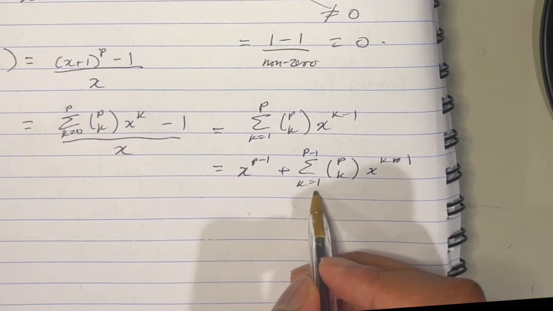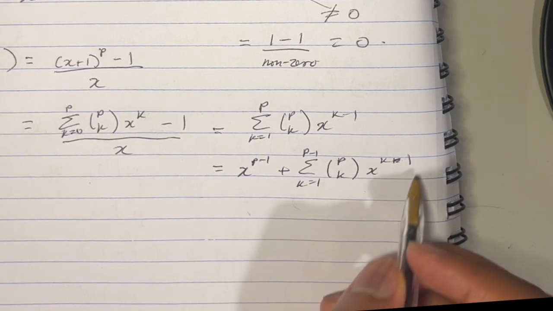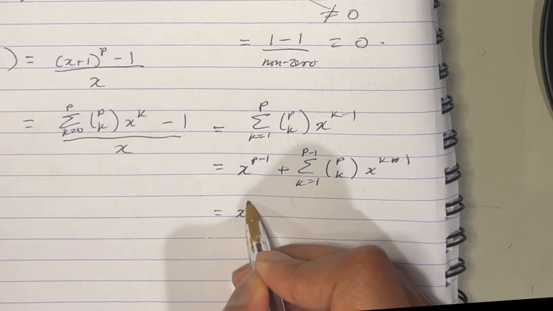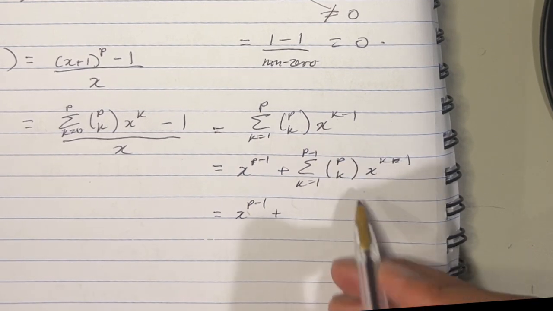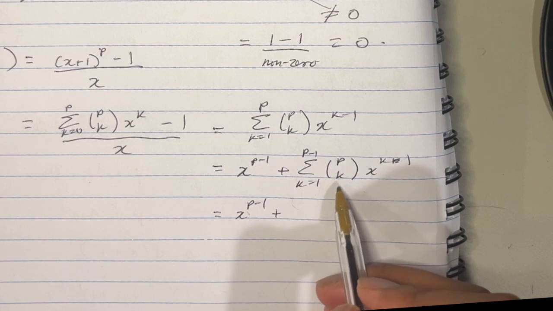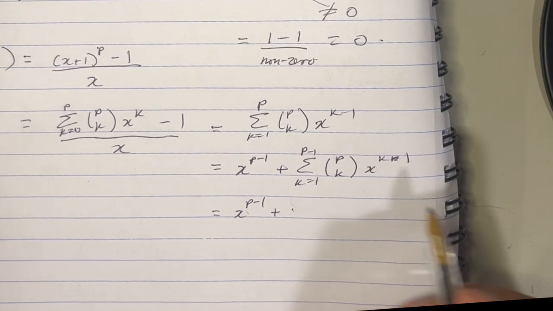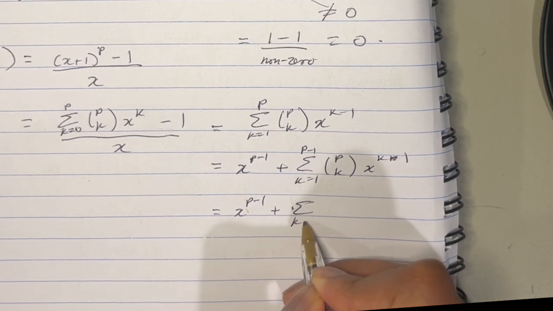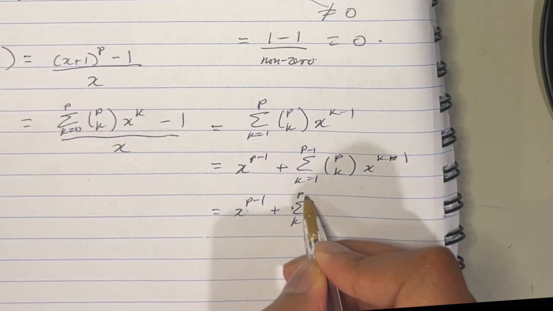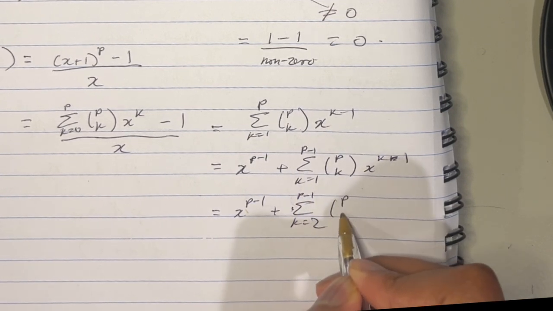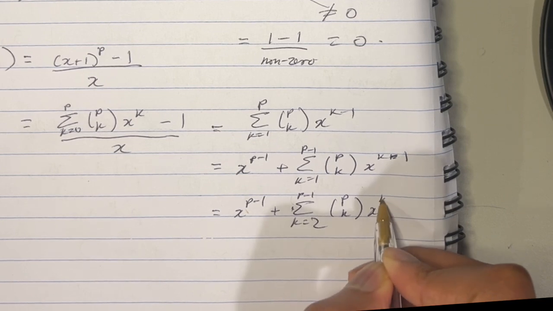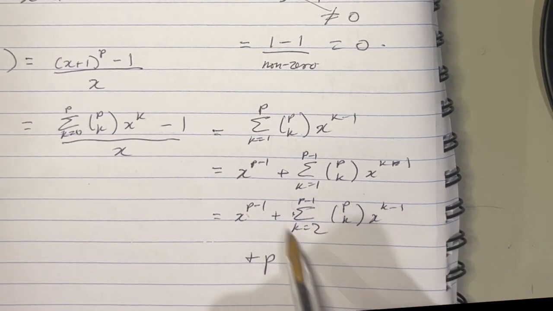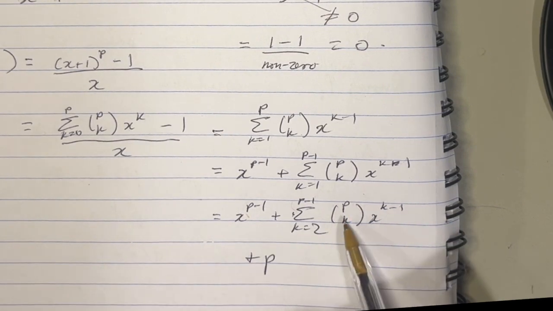So the very last term here would be k equals 1. If we plug in k equals 1, we get p choose 1, which is p, and x to the 0 is 1. So we have x to the p minus 1, plus the sum from k equals 2 to p minus 1 of p choose k, x to the k minus 1, and finally plus p. Okay, now we want to think about these terms.